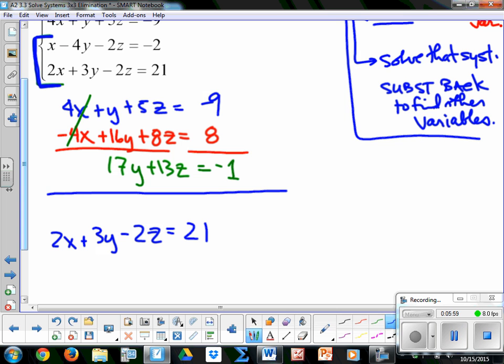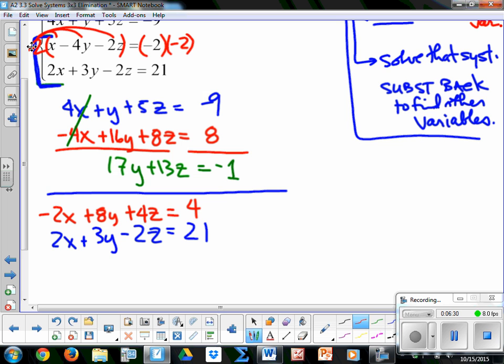And I'm going to work with that middle equation, and again, I'm trying to eliminate x. So this time I'm going to multiply by -2 on both sides. Again, I have to distribute this all the way across everything. So this is going to be -2x plus 8y plus 4z equals 4. Okay, again, we're going to combine these.